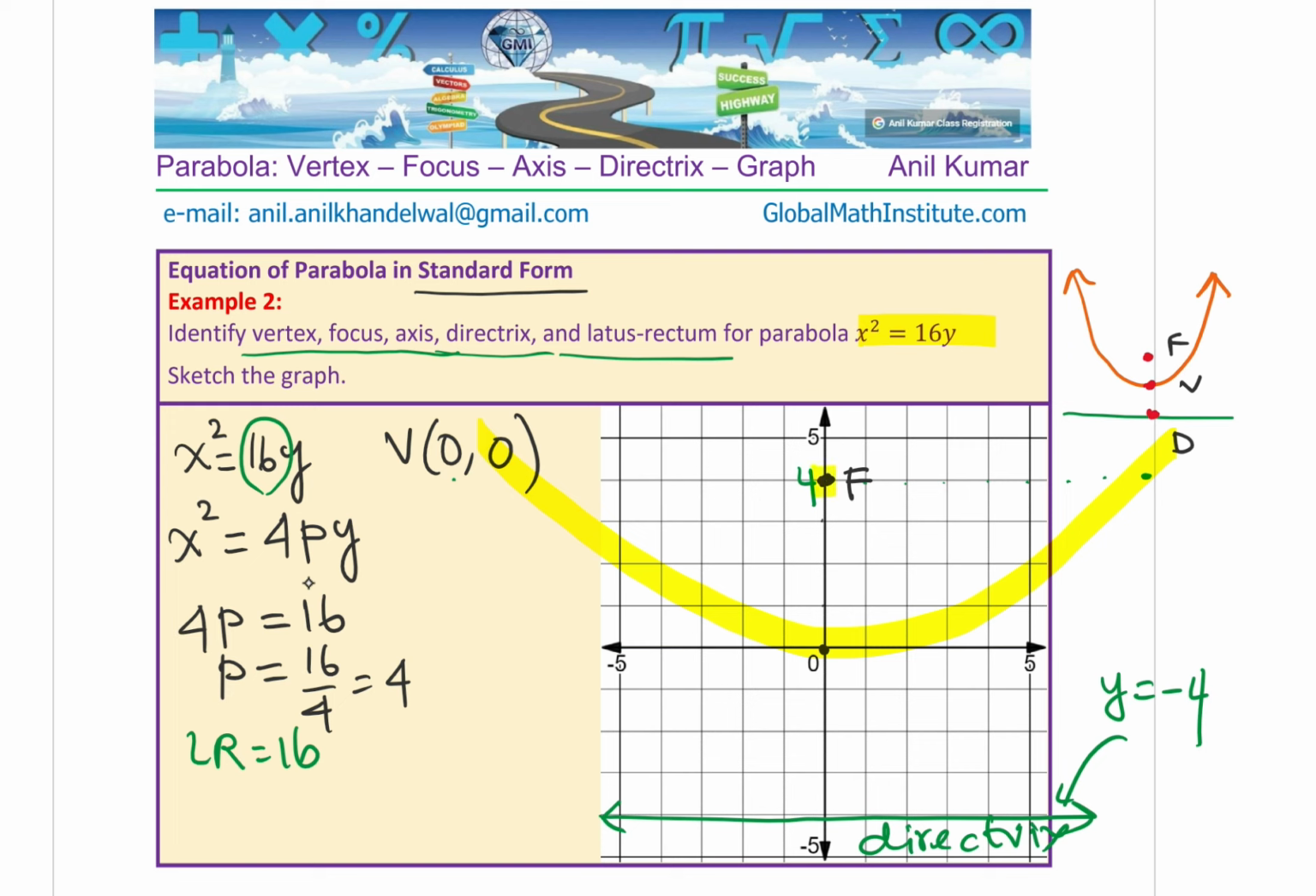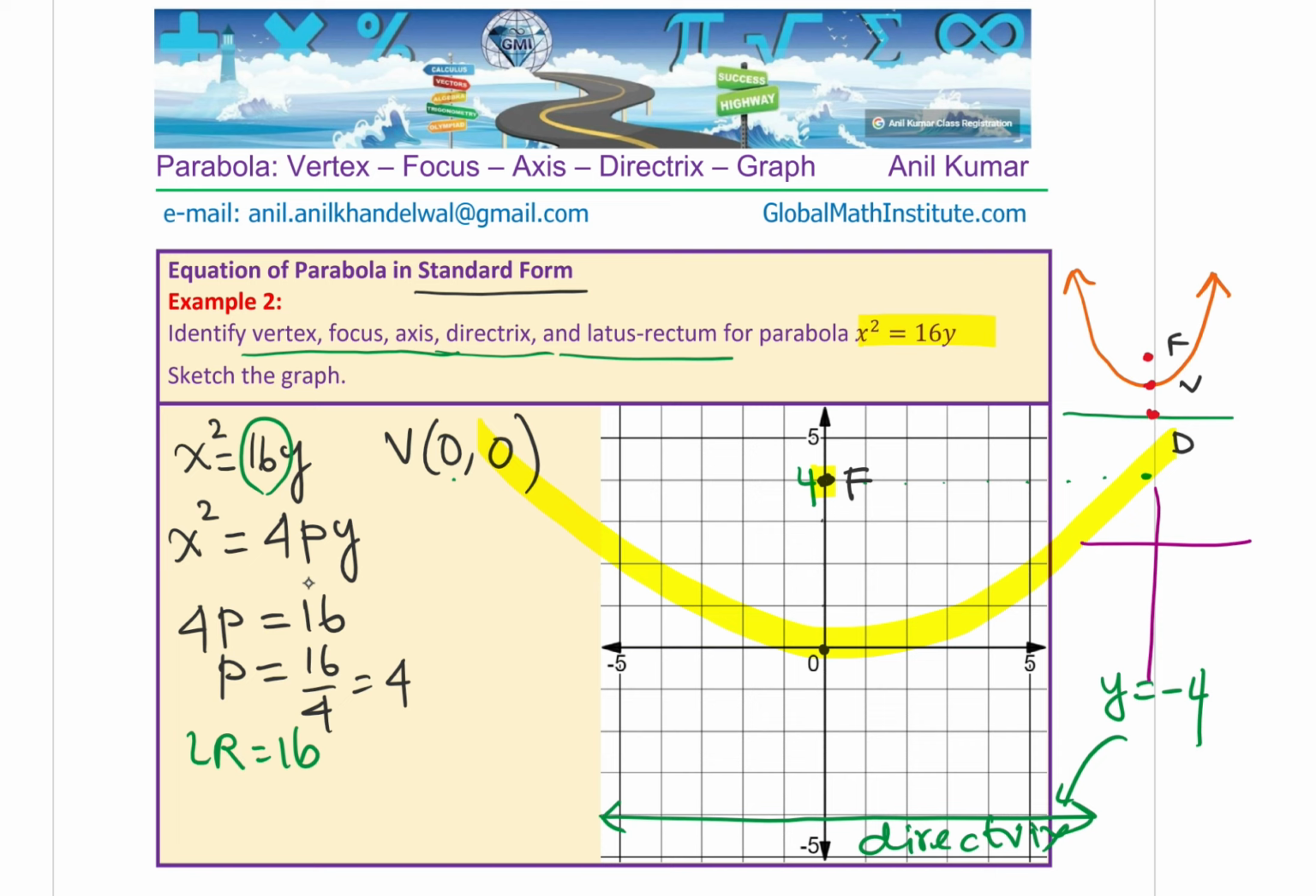Correct. So that is how the parabola is going to be. But to find the points exactly, we can again form a table, and in this table we can put some values for x and calculate y, or the other way around. So either way you could work it out.